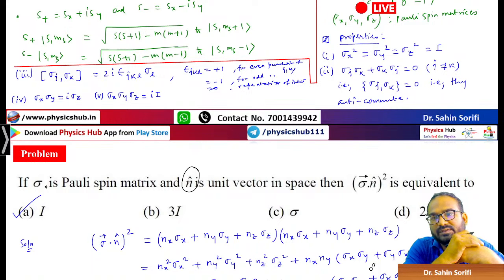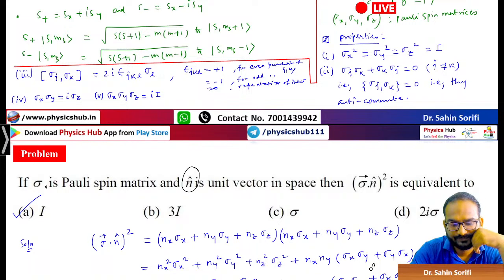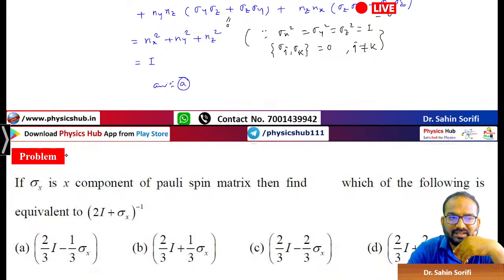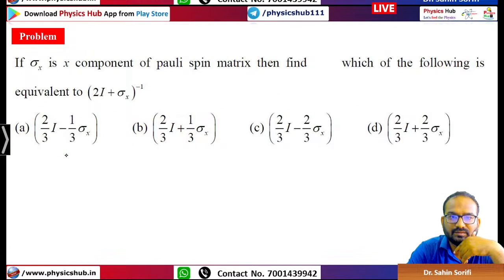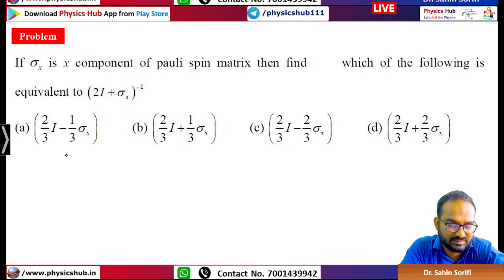So I think these many properties are enough for you. Let's go for another problem. If sigma x is the x component of the Pauli spin matrix, then find which of the following is equivalent to (2I + sigma x) inverse.